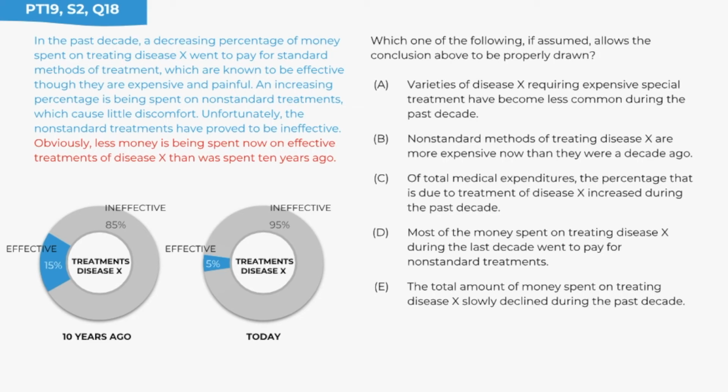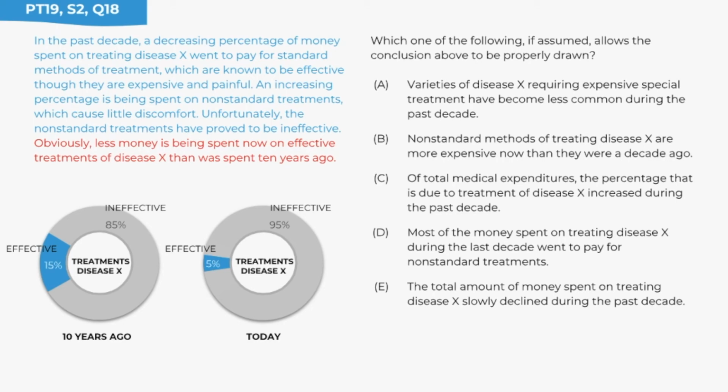So 10 years ago, let's say 15% of money being spent on treating disease X went towards the effective treatments, and 85% went towards the ineffective treatments. According to the evidence, a smaller percentage is going towards the effective treatments. So let's say it goes down to 5% potentially. Does that mean that less money is being spent now on effective treatments of disease X than was spent 10 years ago? Maybe. That really depends on how much money is being spent on treating disease X overall.